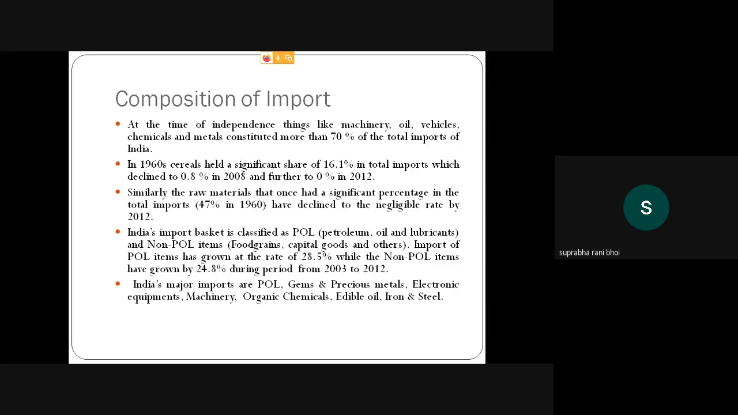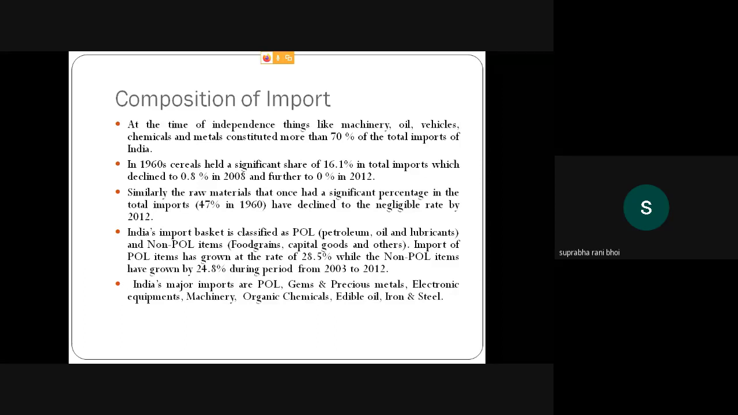India's major imports are POL, as I have already mentioned. We are importing precious metals, including gold and silver. I think all of you know that India is the second largest country in the world importing gold. First is China. The gold demand is such in India that we are importing a huge amount of precious metals. Next, we are importing electronic items, varieties of gadgets, smartphones, cameras, and many other electronic equipment from other countries.